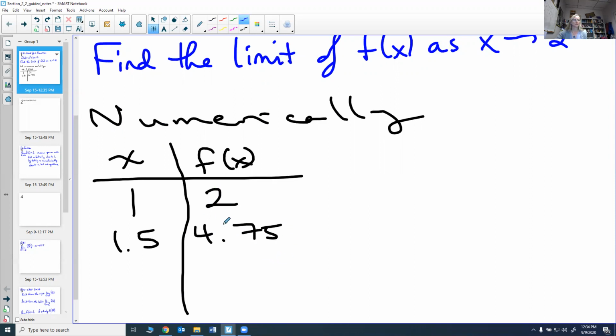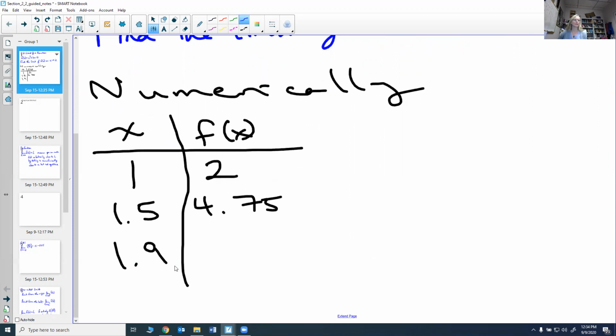So one thing I notice right now is these numbers don't seem to be going towards anything in particular. We went from 2 to 4 point something, but we still aren't very close to 2. Let's see if we can get closer. Maybe letting x be 1.9. That gets us a bit closer to 2. Again, I'd put it in my calculator, and when I do that, I get 7.31.